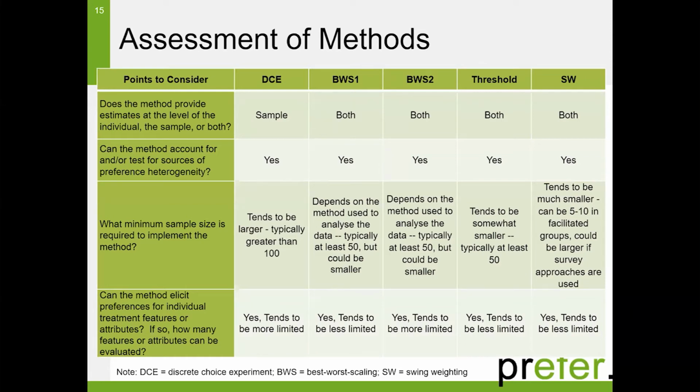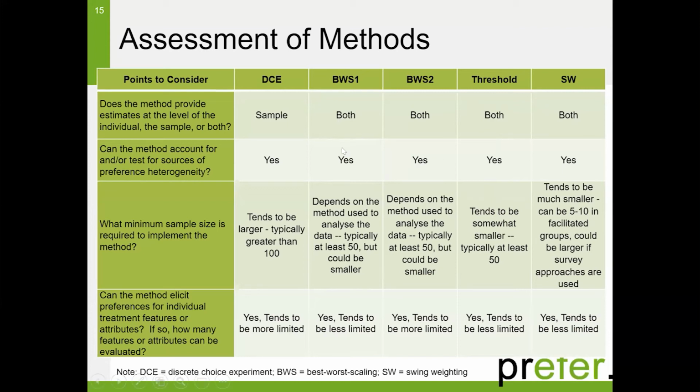And we can see here that DCEs primarily provide sample level estimates, although some of the estimations allow you to infer or recover individual level estimates from the sample level estimates. So here we have sample, and then we have the both for the ones that allow us to start with the individual level estimates and then aggregate up. In this case, the threshold technique estimates a single number or interval for each pairwise trade-off for each individual, and then the sample means are a function of the individual level estimates.